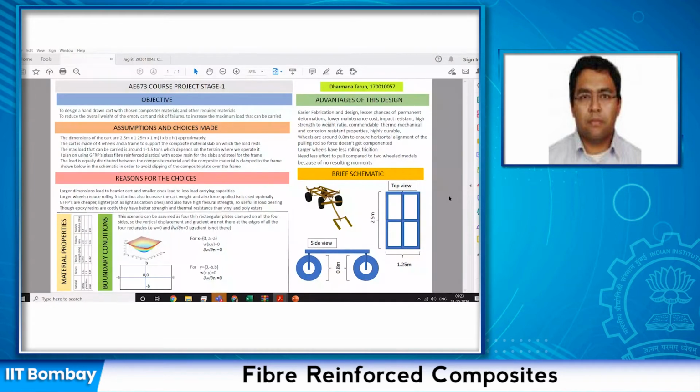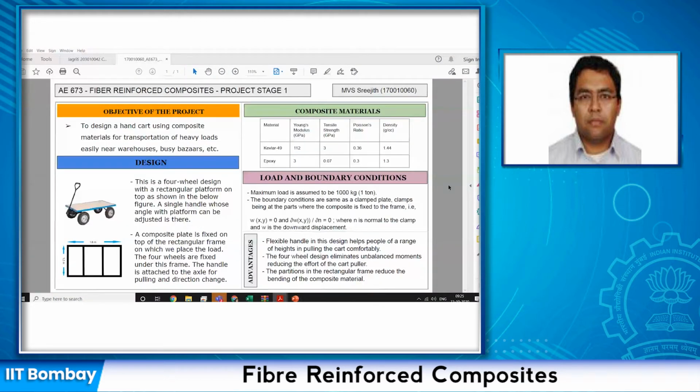So next one, Snehbhushan, can you share this slide of Choleti Murali Venkata Sai Srijit? My name is Srijit, and I'm now going to present my project ideas. So, the objective of this project is to design a handcart using composite materials for transportation of heavy loads easily near warehouses. For industrial purposes, we need to transport heavy loads from one warehouse to another warehouse, or from transport truck to warehouses.